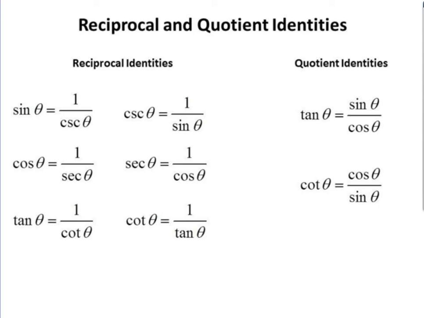The quotient identities: the tangent of theta can be rewritten as the sine of theta over the cosine of theta, and cotangent, because it's the reciprocal of tangent, is just cosine over sine.